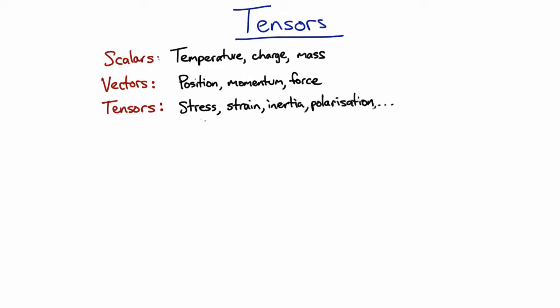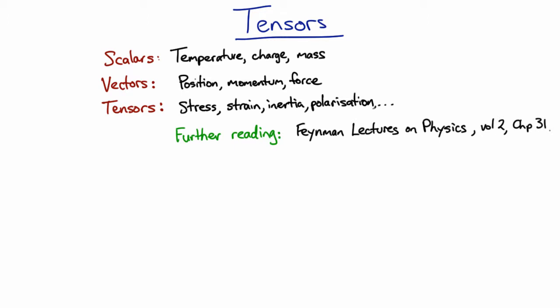You'll note that all these examples of tensors are in fact due to the messy properties of real materials, which is where they crop up a lot. We're going to be talking about Cartesian tensors, i.e. tensors in just Cartesian coordinates. For further reading, I strongly recommend you check out the Feynman lectures on physics, which has an excellent treatment of this topic that we're going to follow fairly closely.